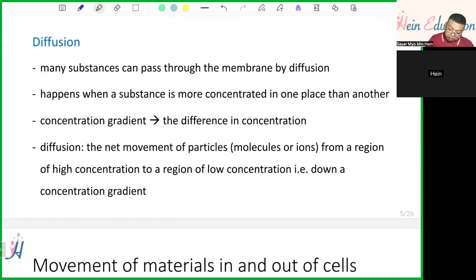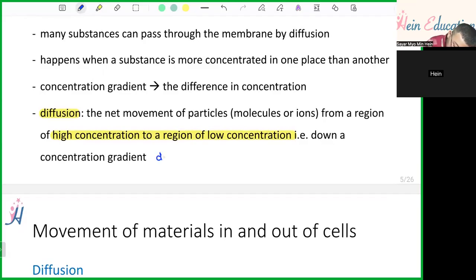In terms of definition, diffusion is the net movement of molecules or particles from a region of higher concentration to a region of lower concentration, which is down a concentration gradient. And we can also add that it is due to random movement. In a simple way, the molecules or the particles are moving from a region of higher concentration to a region of lower concentration down a concentration gradient.